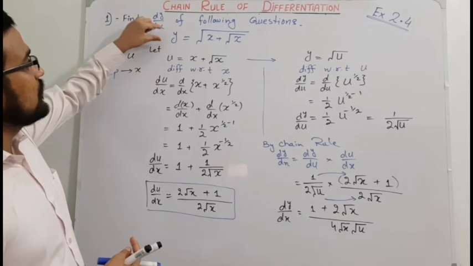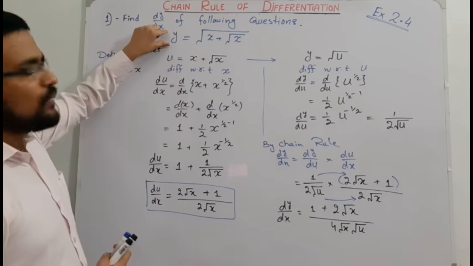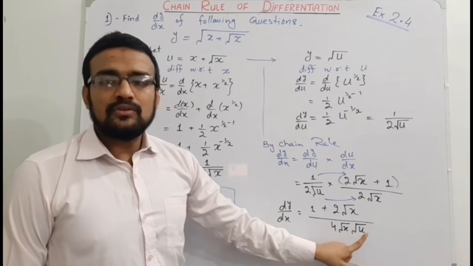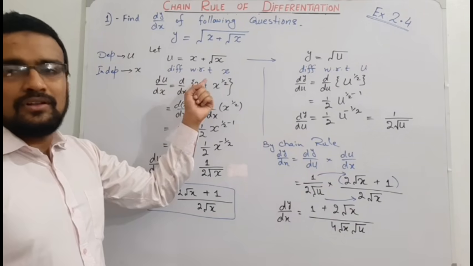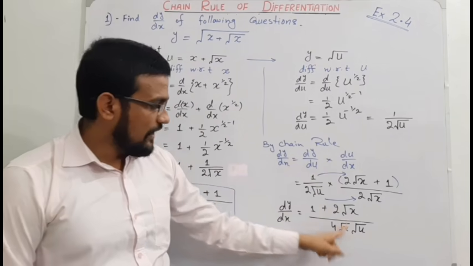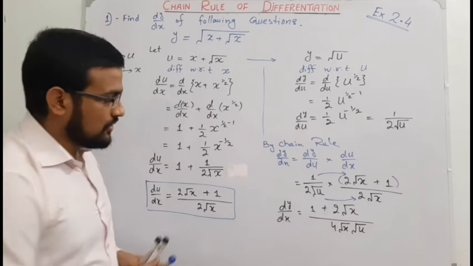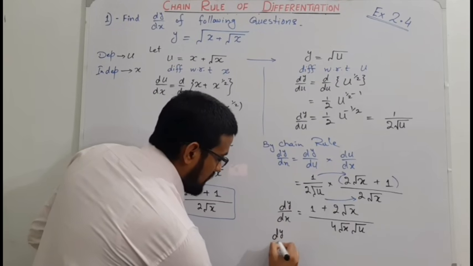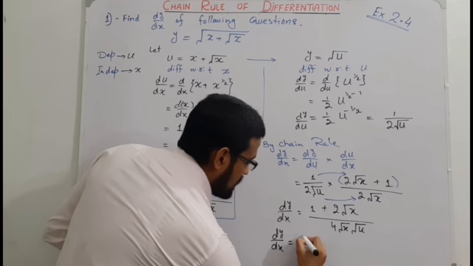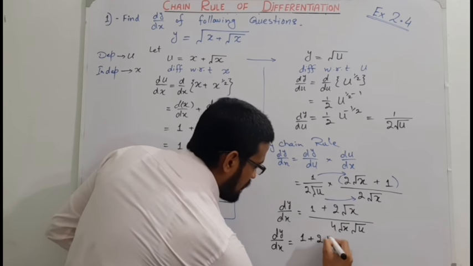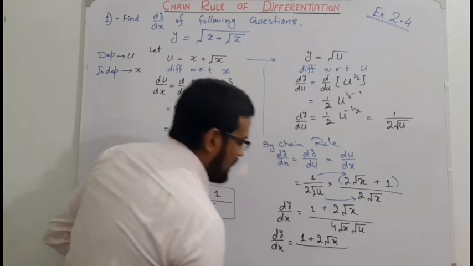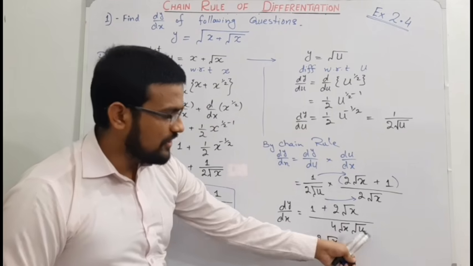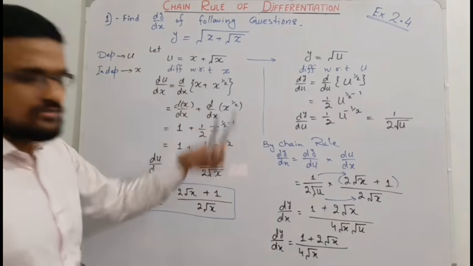But in the question, x is independent and y is dependent, only two variables are given, so u is an extra variable. Replace it with its value. By putting the value of u, the final result is dy over dx is 1 plus 2 square root x divided by 4 square root x, and the value of u is this one, x plus square root x.